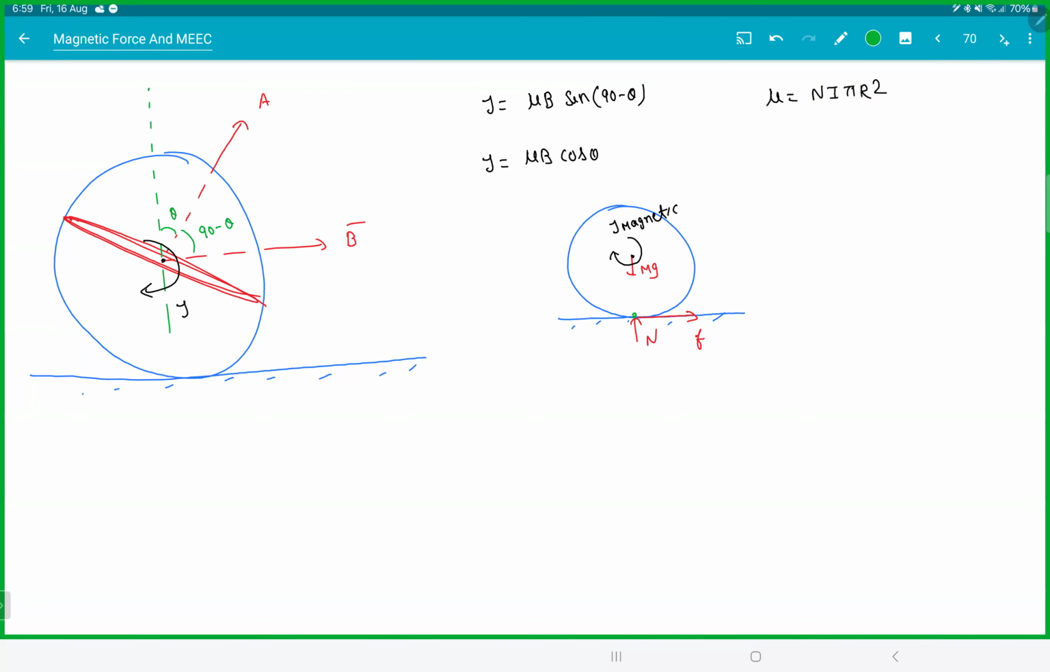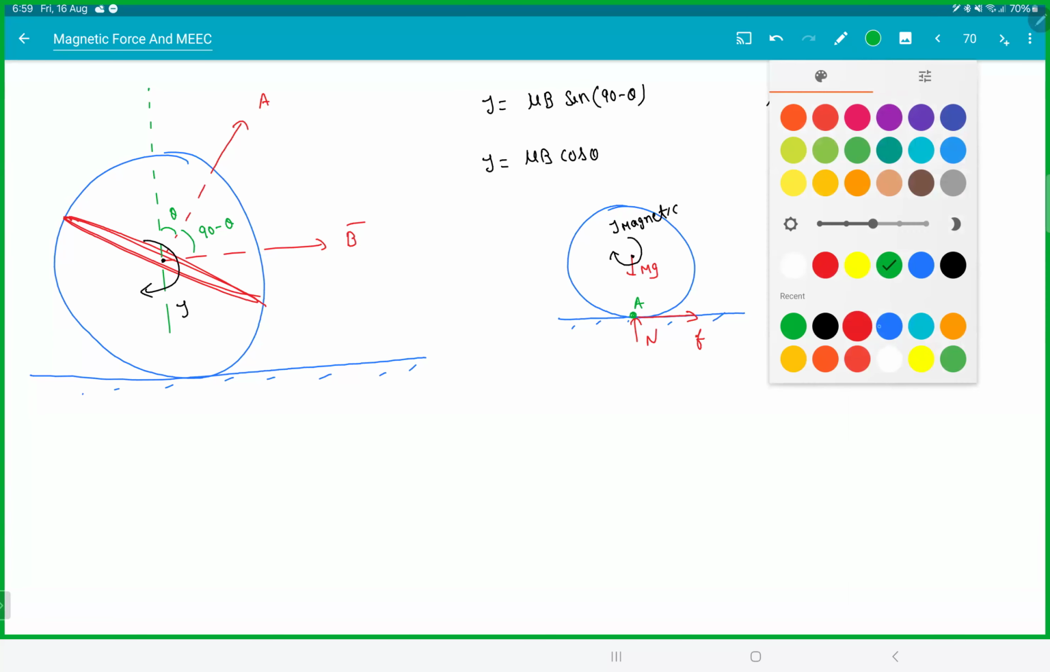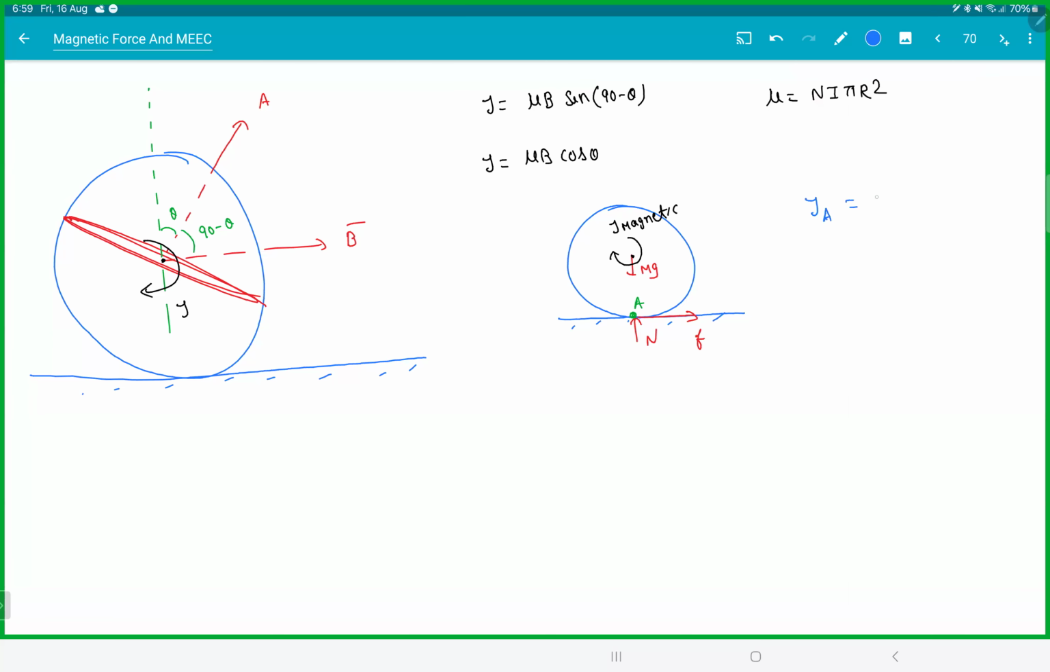And you know what is our favorite point? We always take the bottommost point. If you take torque about A, the torque of friction is 0, of N is 0, of Mg is 0. The only one left is the magnetic torque. That will be equal to I_A into alpha. The magnetic torque will be mu B cos theta. The moment of inertia will be 7 by 5 m r square, by the parallel axis theorem. So we get alpha is equal to 5 mu B cos theta by 7 m r square.